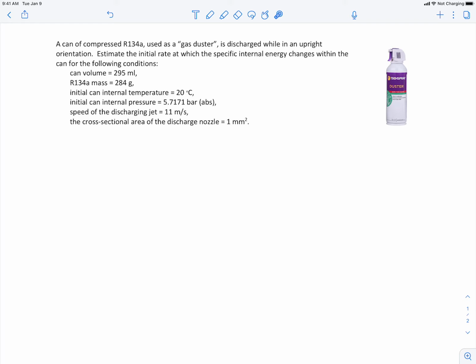Anyway, it's used as a gas duster here, and it's discharged while in an upright orientation. And we're asked to estimate the initial rate at which the specific internal energy changes within the can, given the following conditions. And by the way, the conditions here, like the can volume, the mass of the refrigerant inside the can, the external temperature, pressure, etc., these are all typical numbers for a can that looks something like this. So these are all sort of real numbers.